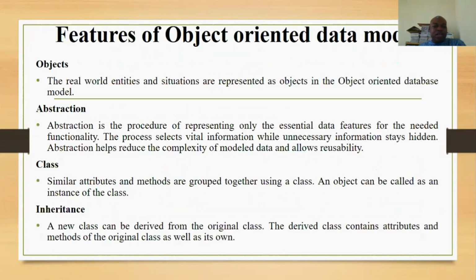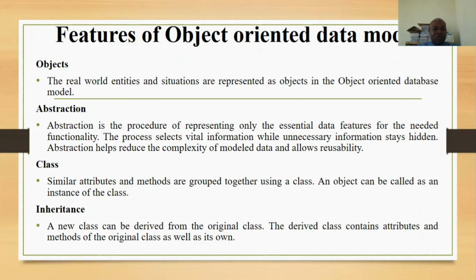So we are going to be looking at the features of the object-oriented data model. The features of the object-oriented data model are not different from the features of a normal object-oriented database, or object-oriented programming, which I believe you have done, an object-based language like Java. So we start with objects. What are objects? The real-world entities and situations are represented as objects in the object-oriented data model.